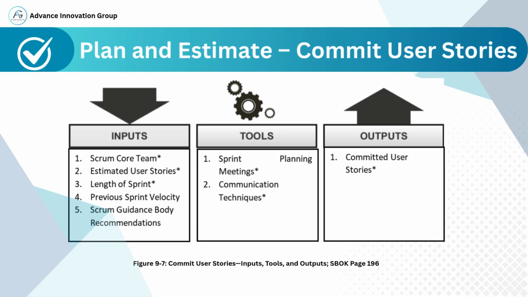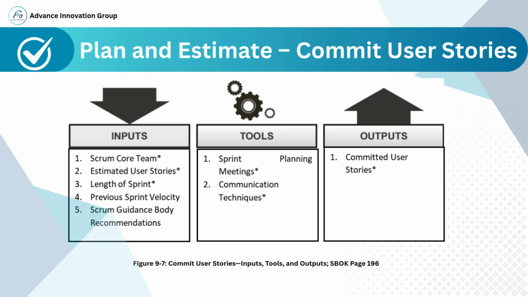We also need to consider the length of the sprint. For example, whether we are working in a 2-week or 4-week cycle. Another important input is the previous sprint velocity, which tells us how much work the team was able to complete in earlier sprints. And finally, Scrum Guidance body recommendations may also influence this process.